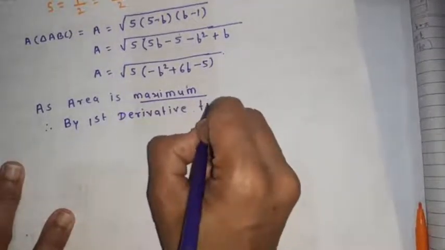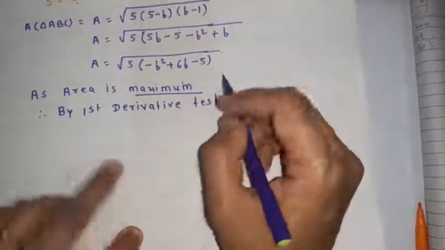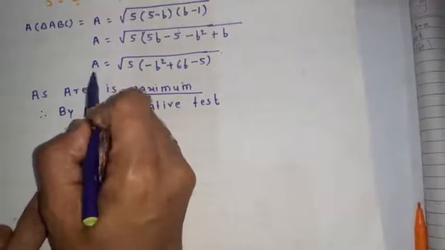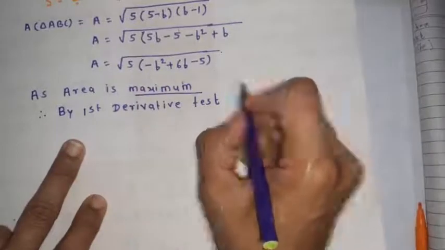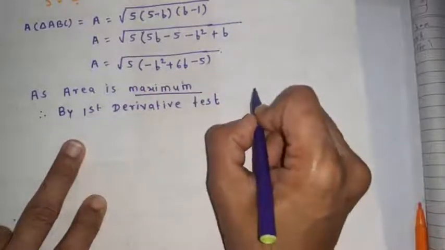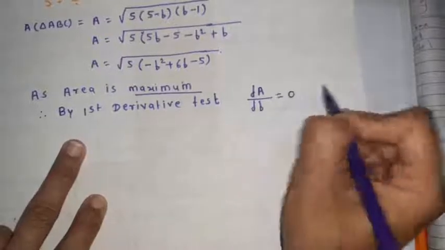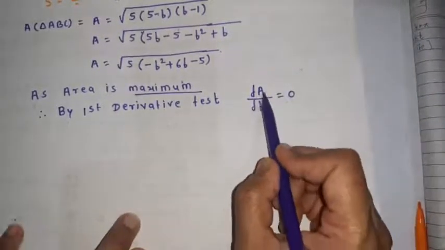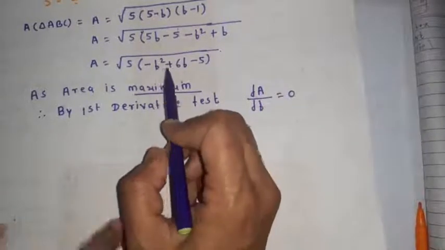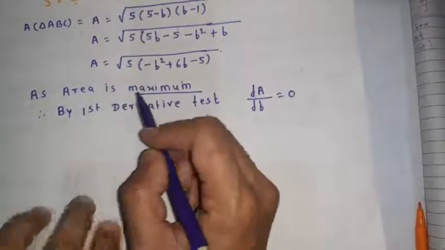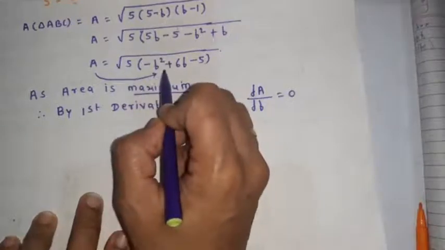First derivative test. What is our first derivative test? Suppose the area is maximum, which means we apply the first derivative test on the area, and the first derivative test is dA by dB equal to 0. Students, see here we have to differentiate area with respect to B. Why? Because B is the side of the triangle, and here the area depends upon B. The variable is B, that is the side B.